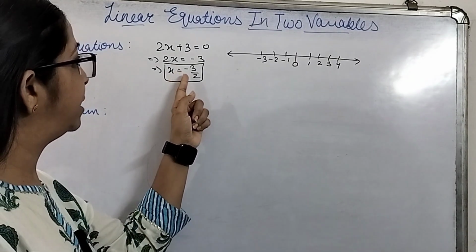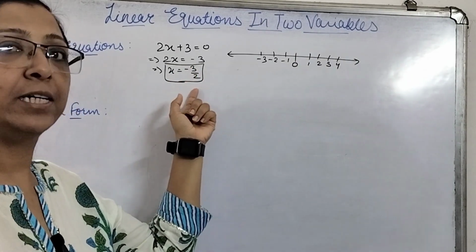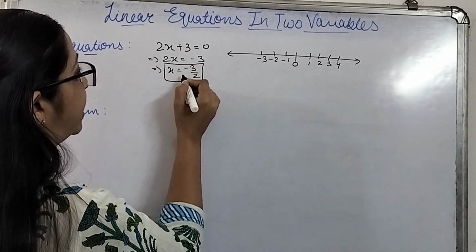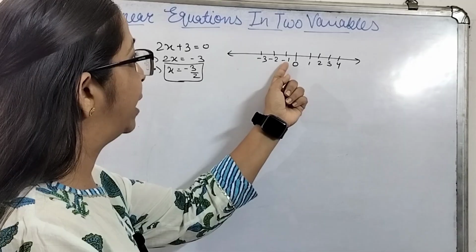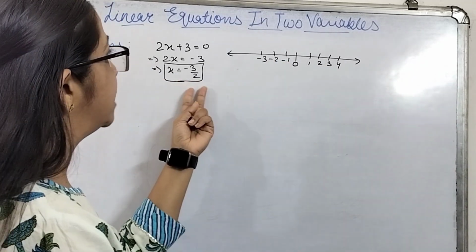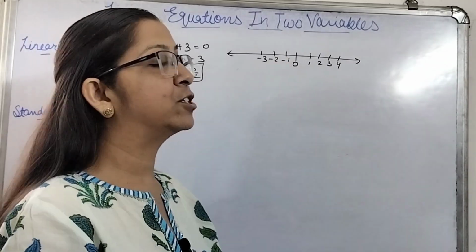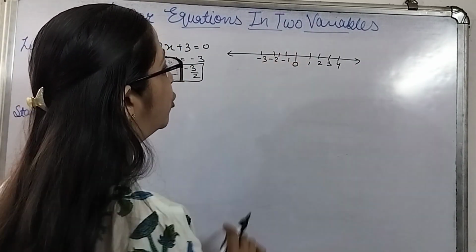Now over here we can see minus 3 by 2. That means it will lie between minus 1 and minus 2. Because it is minus 3 by 2, that could be written as minus 1.5, so it will lie between minus 1 and minus 2. Now here the denominator is 2, that means we will divide the space between minus 1 and minus 2 into 2 equal halves. Suppose this is one more point.